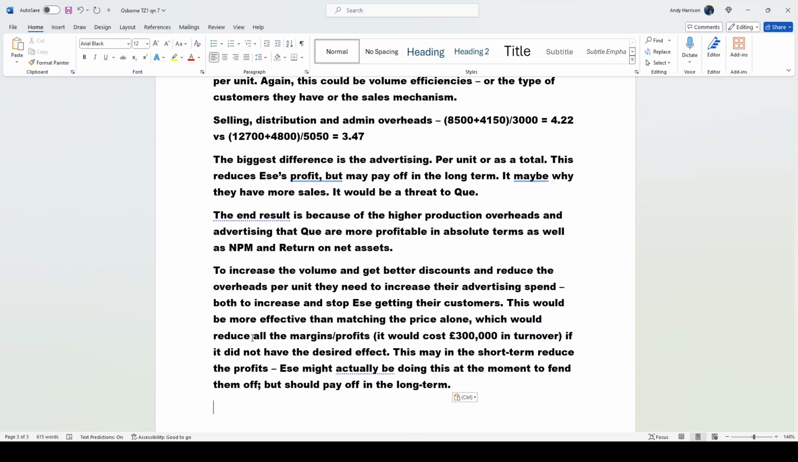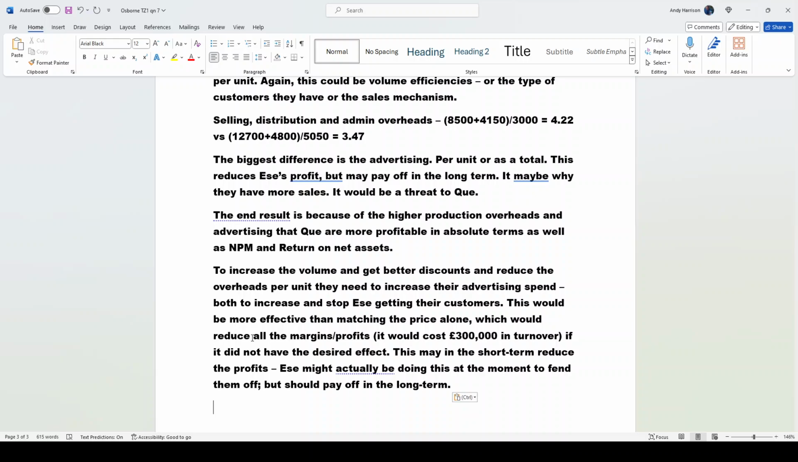So I'm suggesting they need to increase the volume, because this will get them better discounts and reduce the overheads per unit, and they're only going to do that from the figures we've got and the knowledge we have by increasing their advertising spend, and it will increase their sales as well as stop their competitor pinching their customers. My judgment is it will be more effective than matching the price alone, which would reduce all the profits or margins because you're not getting so much per unit.